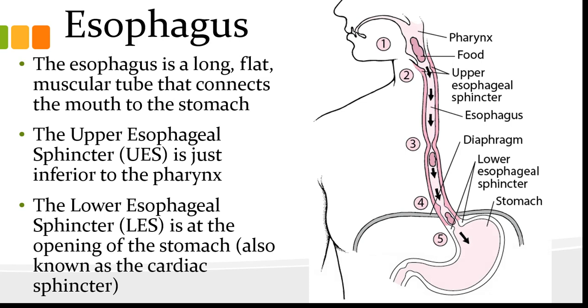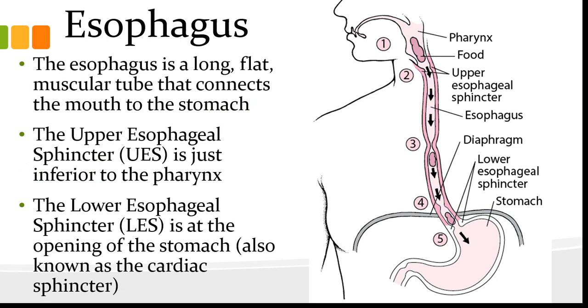Okay, so the esophagus. Let's get to the details of this. It's a long, flat, muscular tube that connects the mouth to the stomach. Remember, it's flat unless there's something in it, right? The upper esophageal sphincter, notice it's UES, upper esophageal, but it might be UOES in some of them. It's just beneath the pharynx, not to be confused with the larynx, okay? The larynx is for the respiratory system. The pharynx is just the back of the throat, right there, okay?